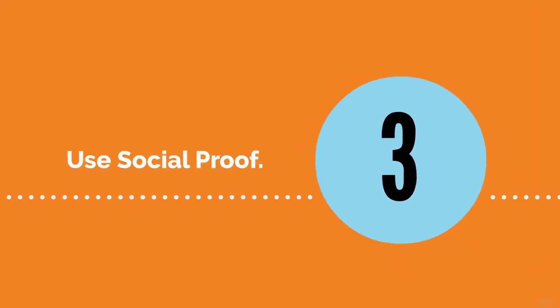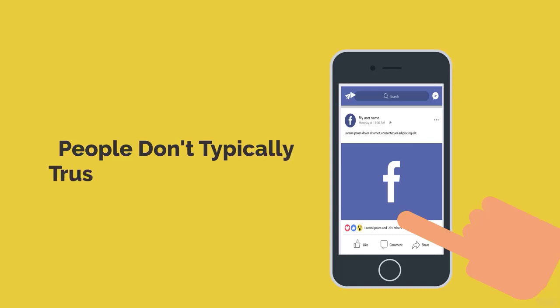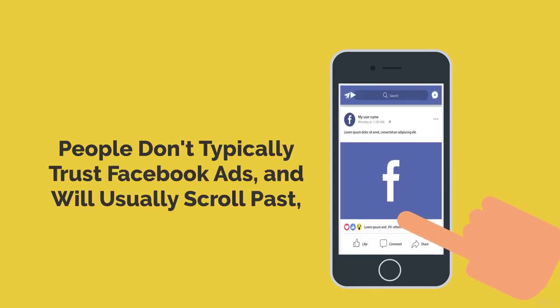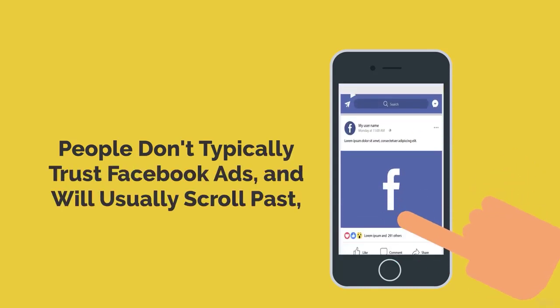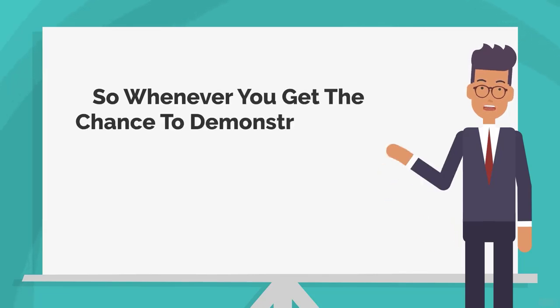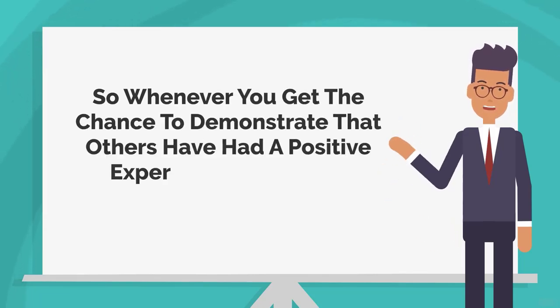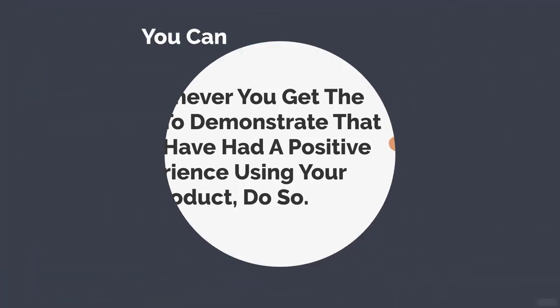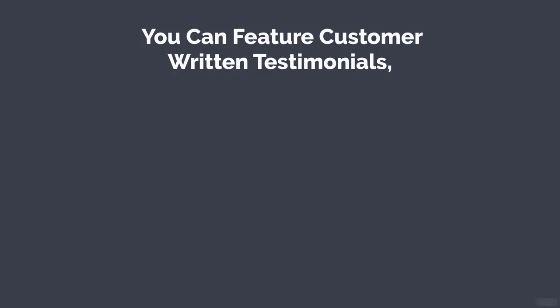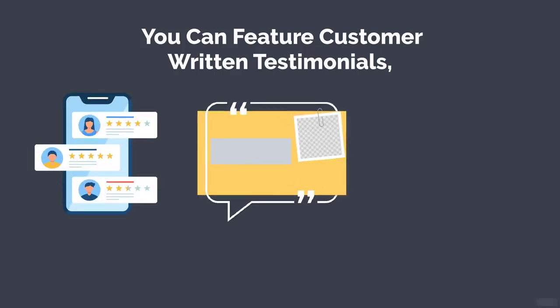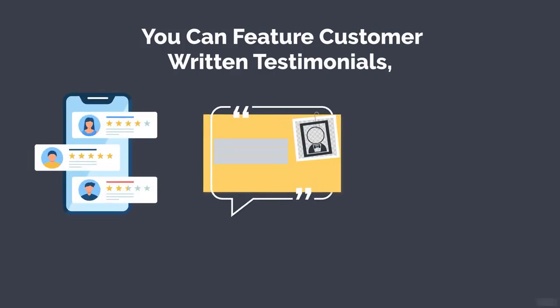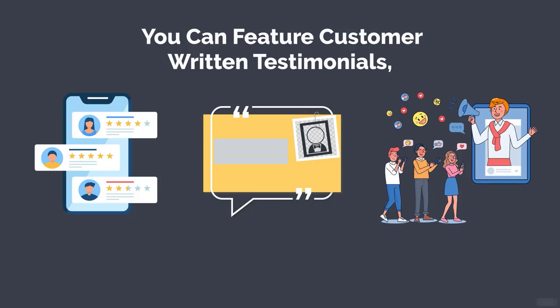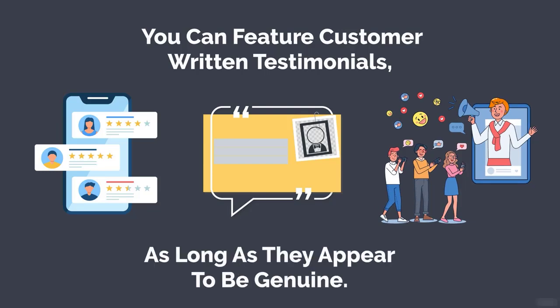3. Use social proof. People don't typically trust Facebook ads and will usually scroll past, so whenever you get the chance to demonstrate that others have had a positive experience using your product, do so. You can feature customer written testimonials, reviews, photos with a customer quote, or videos to achieve this, as long as they appear to be genuine.